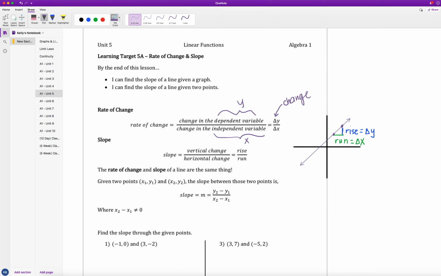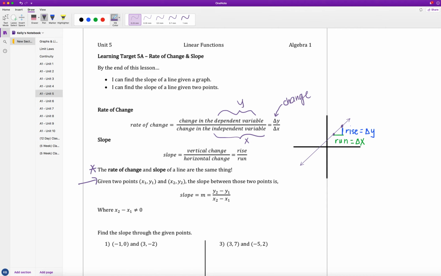The rise, since it is the vertical change, is the same thing as delta y. And our run, since it's a horizontal change, is the same thing as our change in x, or our delta x. Which is why rates of change and slope of a line are actually the same thing. They're just two different phrases or words that represent the same concept. Our formal definition of how to compute slope algebraically is what we'll talk about next.